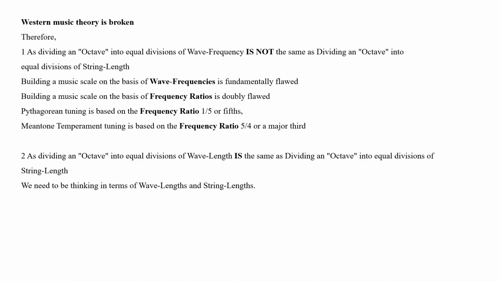Therefore, as dividing an octave into equal divisions of wave frequency is not the same as dividing an octave into equal divisions of string length, building a music scale on the basis of wave frequencies is fundamentally flawed, and building a music scale on the basis of frequency ratios is doubly flawed. Note, Pythagorean tuning is based on the frequency ratio 3/2, or fifths, and mean tone temperament tuning is based on the frequency ratio 5/4, or a major third.